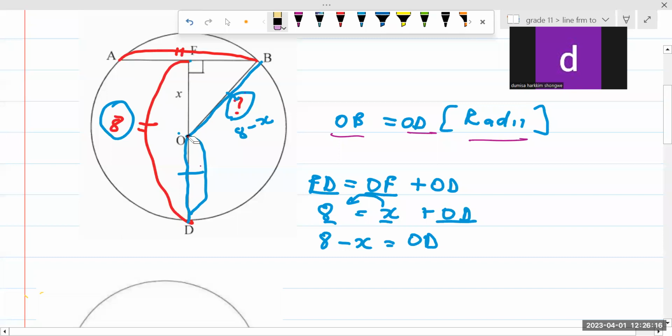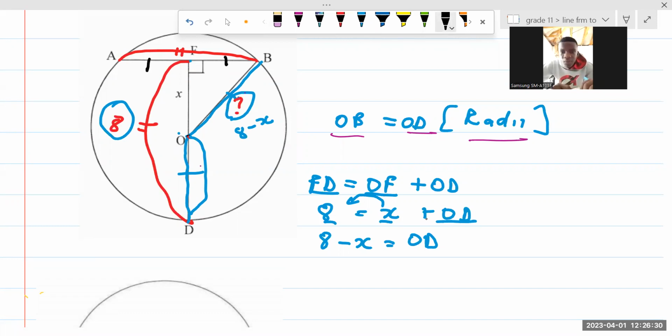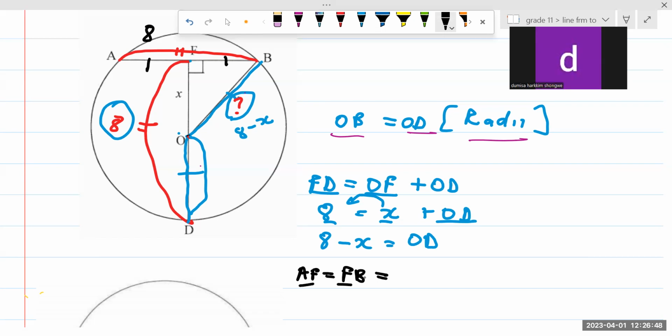So we have a line drawn from the center perpendicular to a chord. Now, what is missing such that this is complete? What's missing is that this is going to be equal to this. Why are we saying that? Remember, AF is going to equal FB, because this whole thing here is 8. AF and FB are going to equal 4.